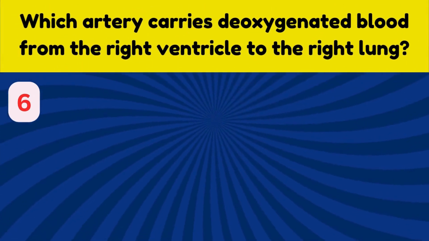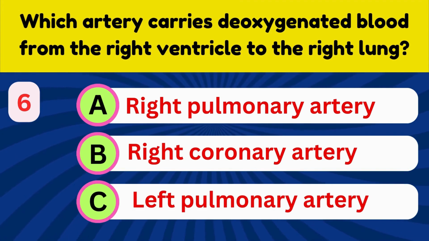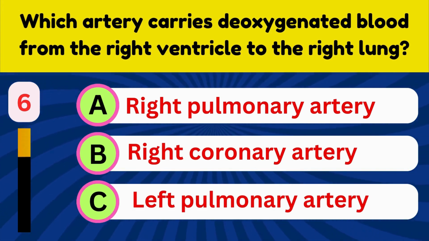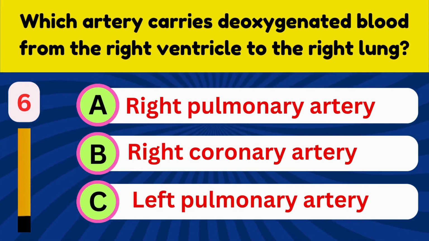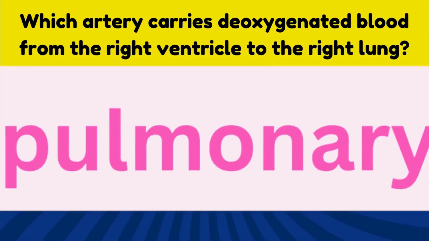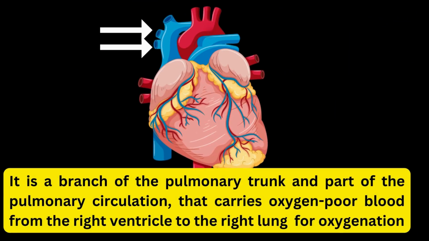Which artery carries deoxygenated blood from the right ventricle to the right lung? Right pulmonary artery. It is a branch of the pulmonary trunk and part of the pulmonary circulation that carries oxygen-poor blood from the right ventricle to the right lung for oxygenation.